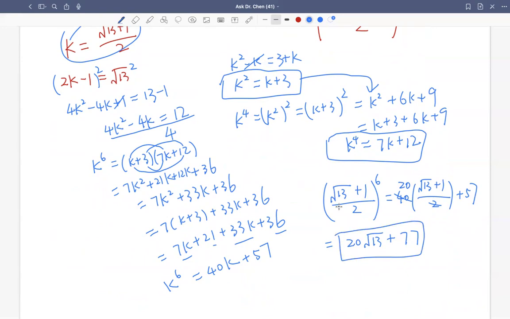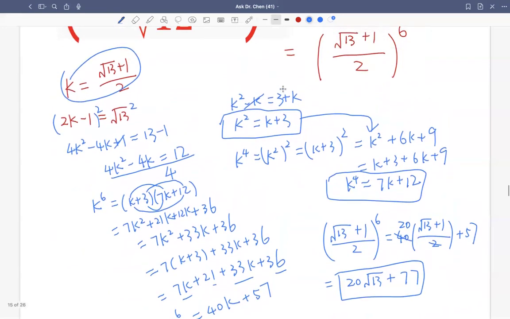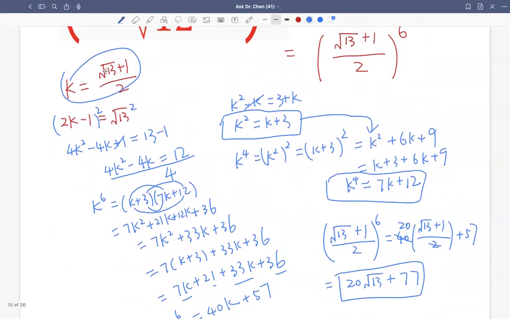So the key step is the reducing power part, this one: k squared equals k plus 3. So that's why we use the substitution method. Right? So we can square the square root of 13, then we don't have to deal with the irrational numbers anymore. We don't have to deal with radicals anymore. So that's the key point of this question.